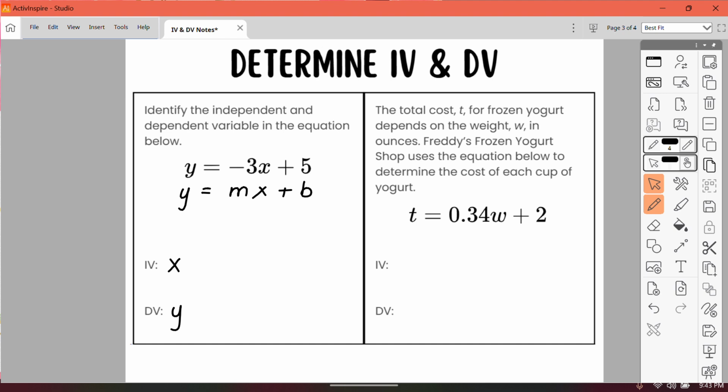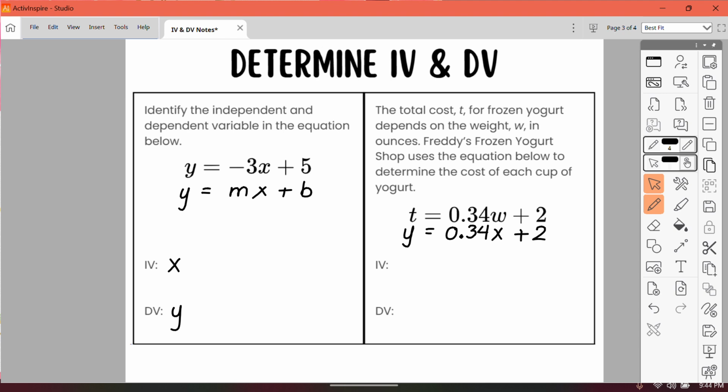Now, there isn't an x and there isn't a y, but could we rewrite this equation to look more like the one on the left? Yeah, absolutely. In place of the t, we'd put a y. In place of the w, we'd put an x, and then that looks just like the equation on the left.